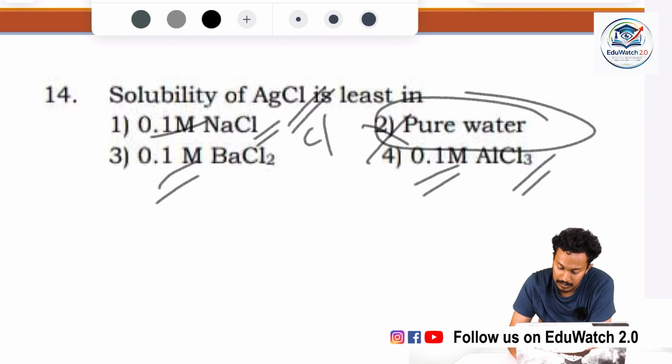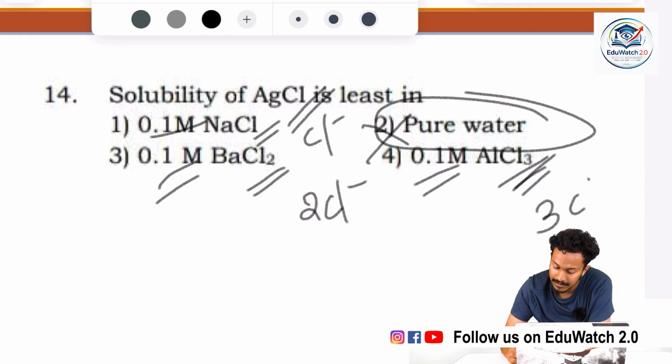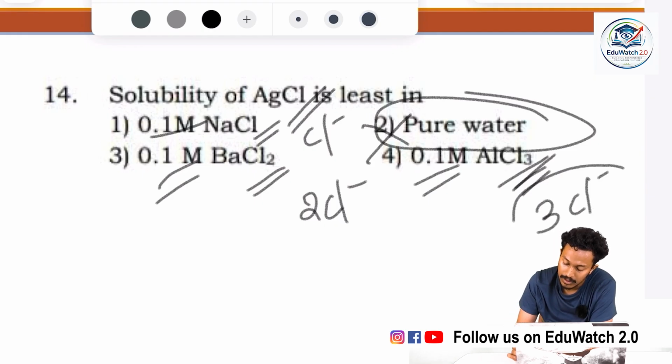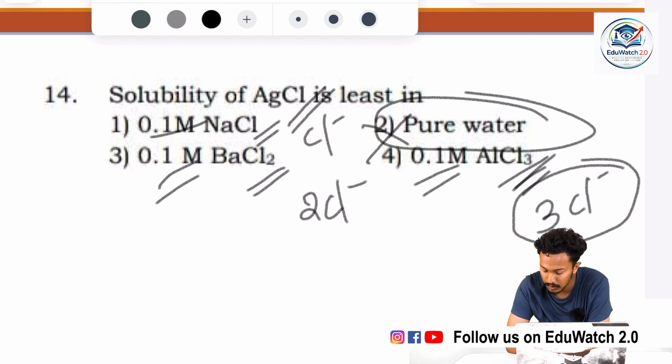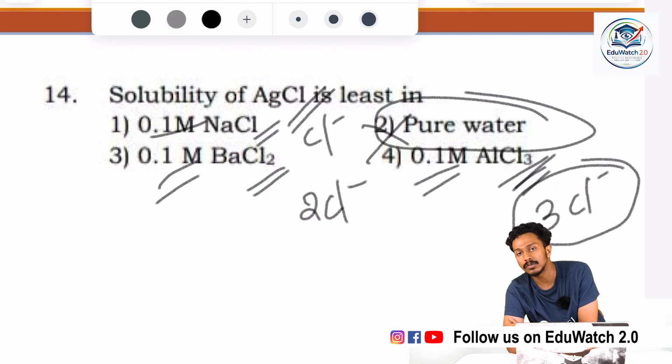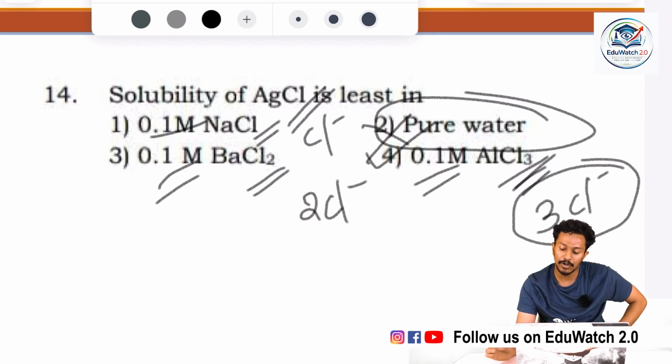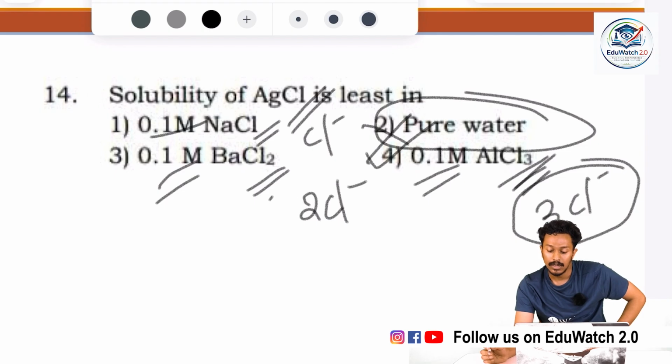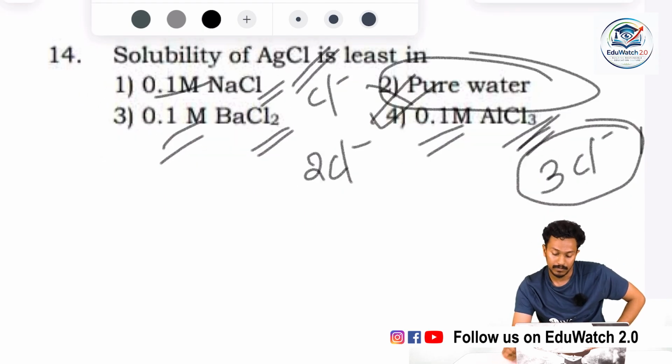solution. Pure water we could exclude, because it is lesser than silver chloride, and here NaCl has 1 chlorine, BaCl2 has 2 Cl minus ions, and AlCl3 has 3 chlorine ions. So the correct option would be option number 4, because there are 3 chlorine ions in the solution, which hinders the precipitation of AgCl. So we could say that 0.1 molar of aluminum chloride gives the least solubility.